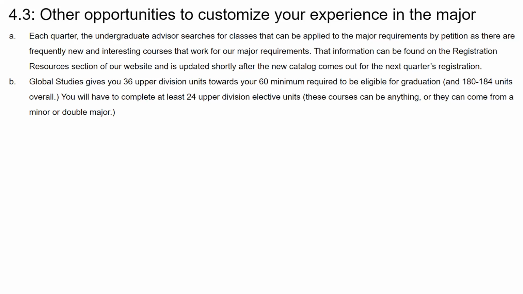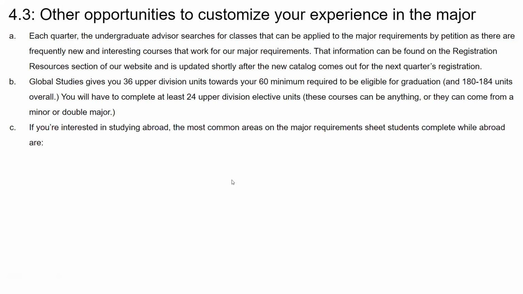These courses can be anything upper division, or they can come from a minor or double major. So that's where a lot of people decide to spend those elective units, on completing a minor or a second major, or they just take random classes that they're interested in. If you're studying abroad, this is a really, really common thing to do for our majors, except for during COVID, obviously, but we're seeing a lot of students interested in that again as we hopefully move away from COVID.